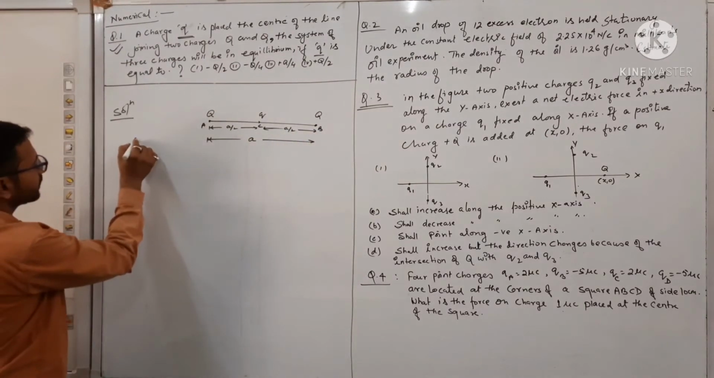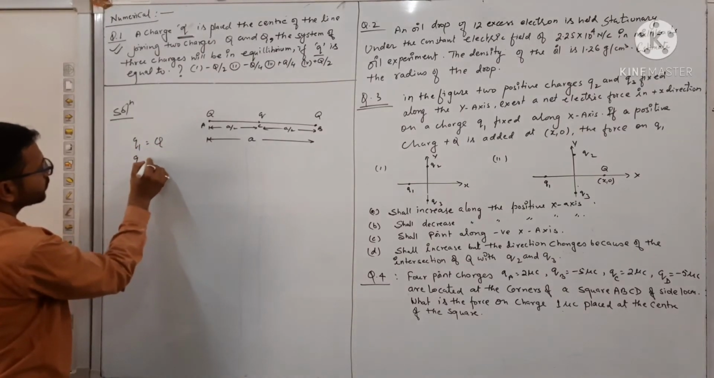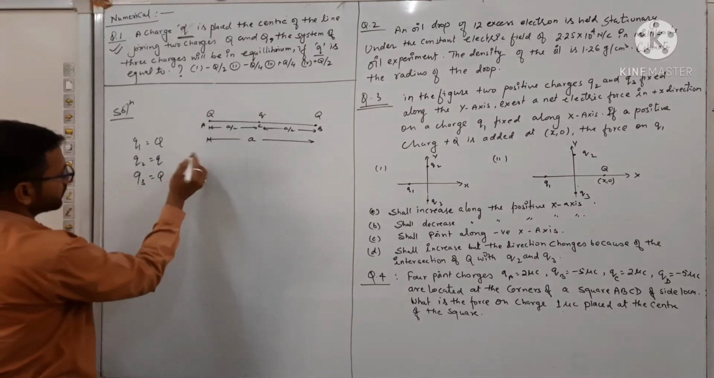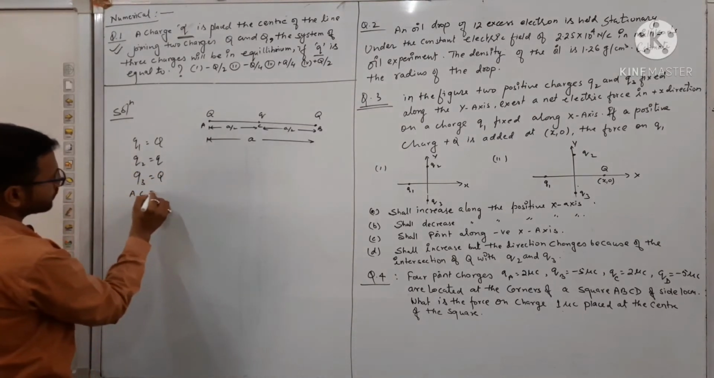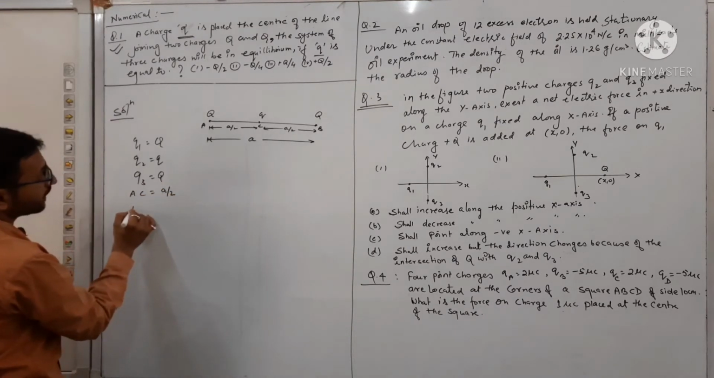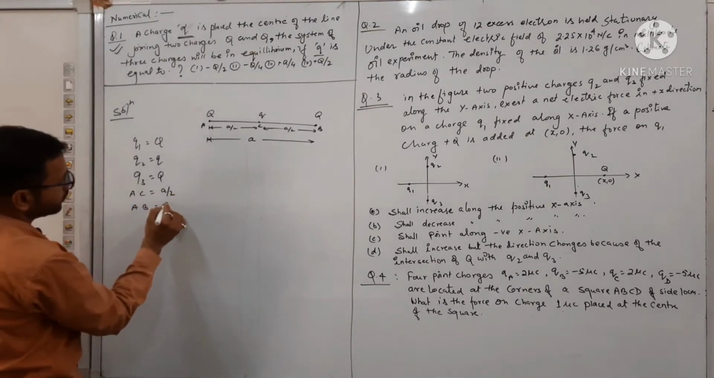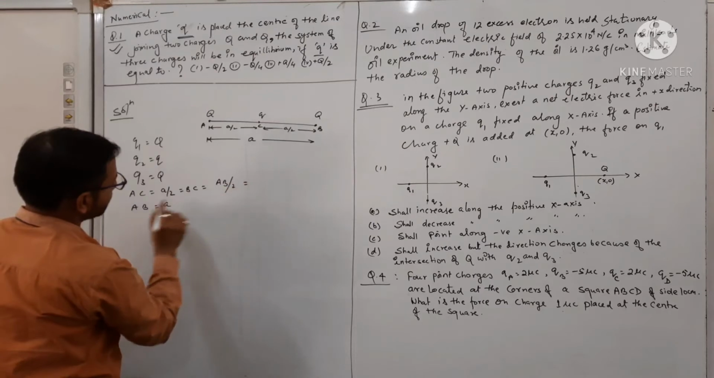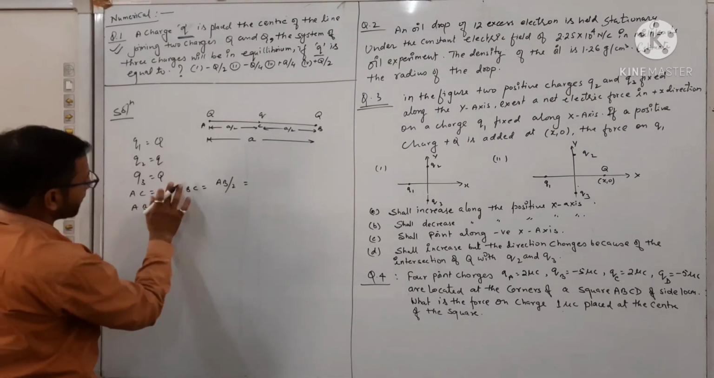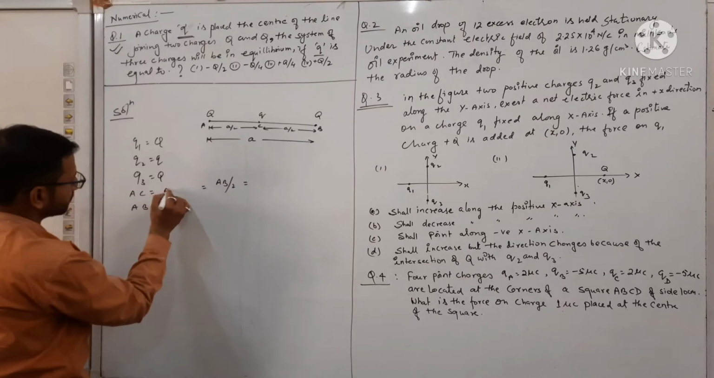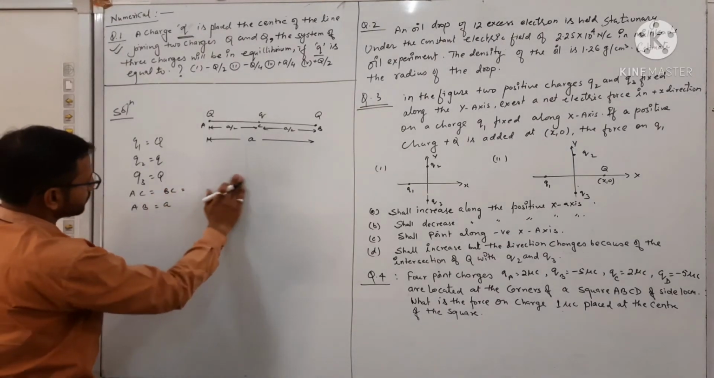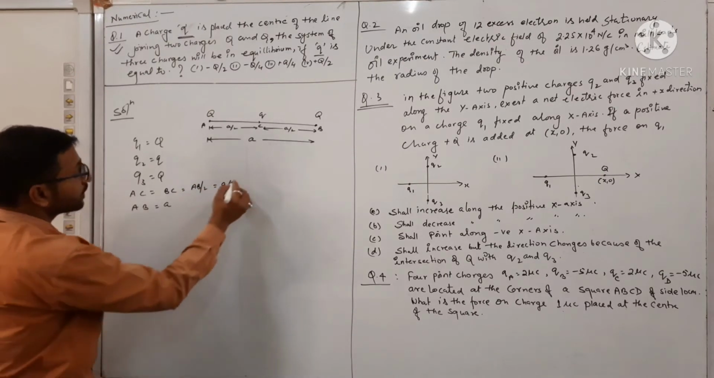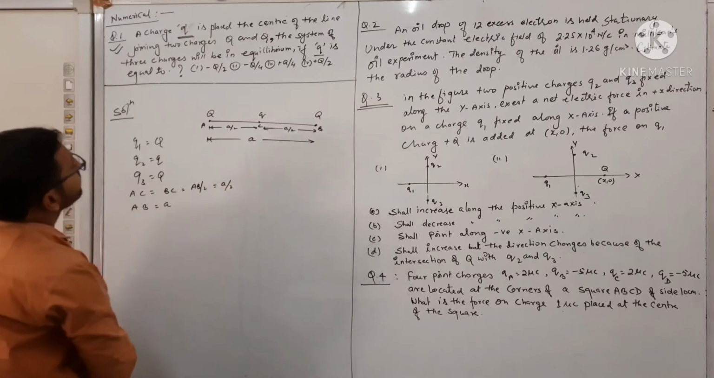So here we have Q1 equal to Q, Q2 equal to small q, and Q3 equal to capital Q, and the distance AC is equal to a by 2 and AB is equal to small a. AC is equal to BC is equal to AB over 2. That's why, from the diagram we can see, BC is equal to AB by 2 is equal to a upon 2.